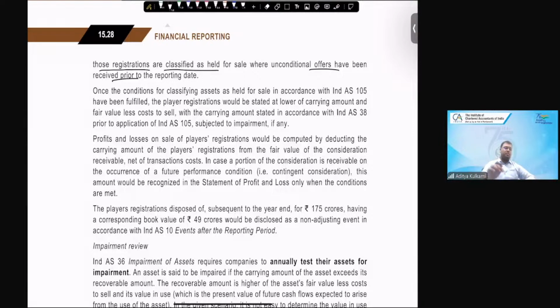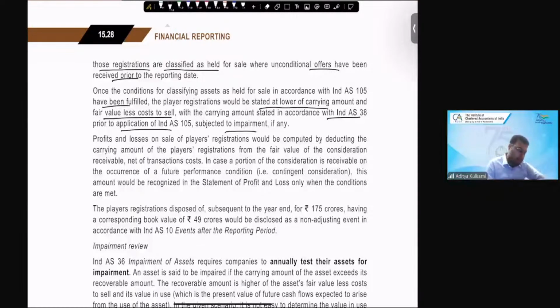Once the conditions for classifying assets in accordance with Ind AS 105 are fulfilled, the player registrations would be stated at lower of carrying amount and fair value less cost to sell, with carrying amount stated in line with Ind AS prior to application, subject to impairment if any. In none of these questions are you given figures to calculate. Are you given figures to calculate something? बहुत ज्यादा calculation नहीं था इस question.